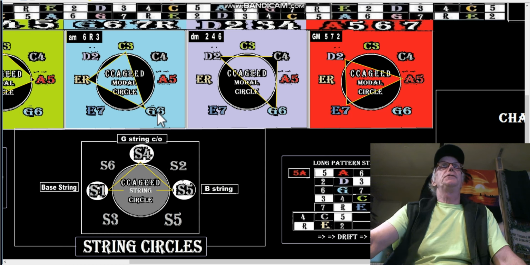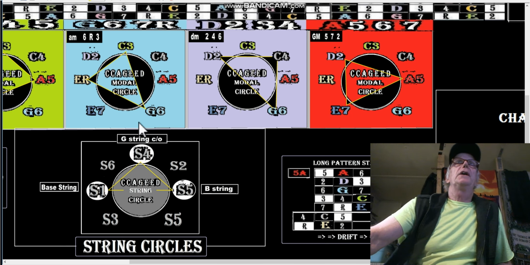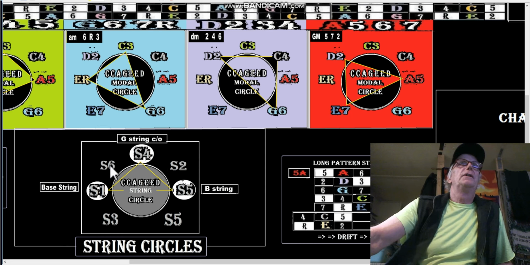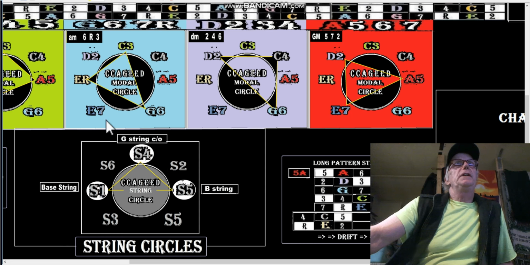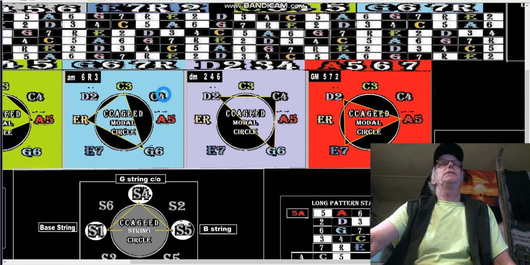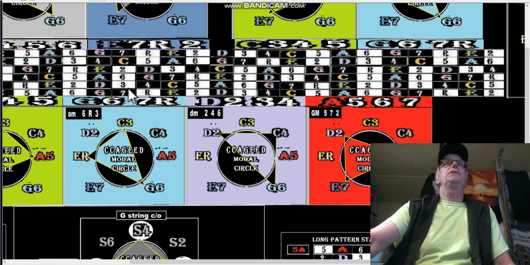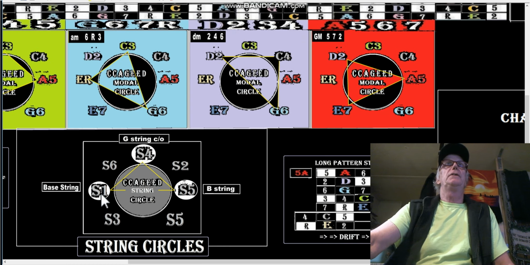So we're going to start on G6. That's S1. The next one over, E7. Is E7 going to be on its string number 6? Well, if this is S1, yes and no, because E7 is the next cage up from G6. So right here we got G6, up here we've got G6, but right next to it, 7 root 2. So we've got that E7 there.